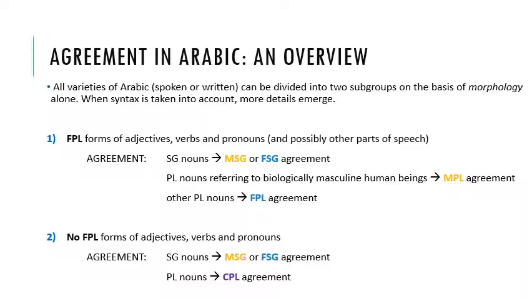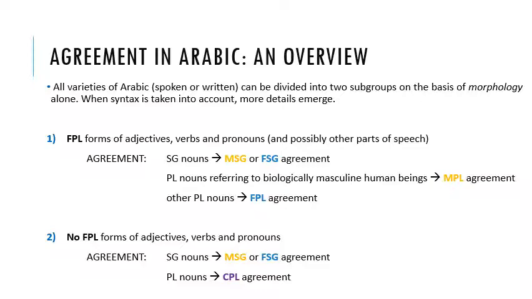When we look at varieties that retain gender distinction in the plural, we see that things are a little more complicated. In these varieties, singular nouns behave in the same way as in the other group. So they take either masculine singular or feminine singular agreement. Plural agreement, however, is different in that it is only nouns that refer to biologically masculine human beings that can attract masculine plural agreement. All other nouns take feminine plural agreement. This obviously entails that many nouns that take masculine agreement in the singular take feminine plural agreement when plural.